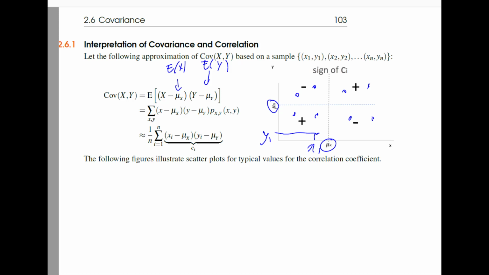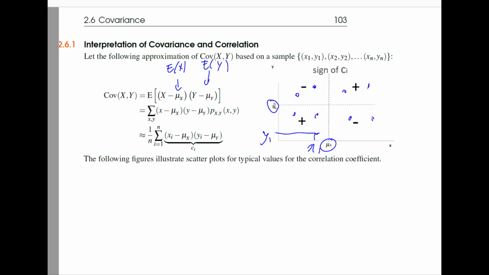Okay, so that's the definition of covariance, first line. The second one is the same. We apply the definition of expected value of a function, right? The function is the product of these two parentheses. So we add up that function times the joint distribution, the joint PMF.